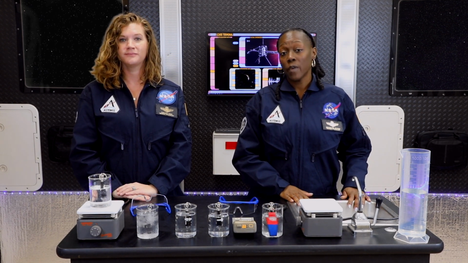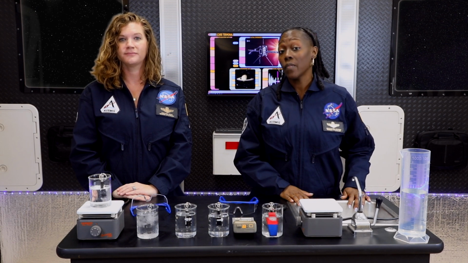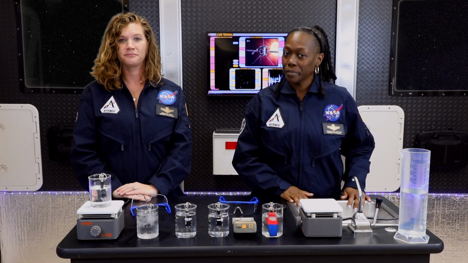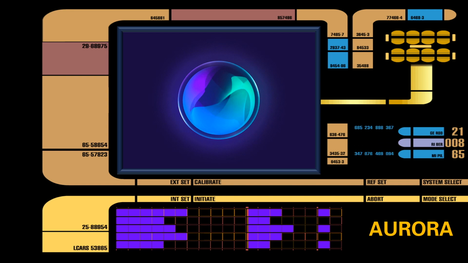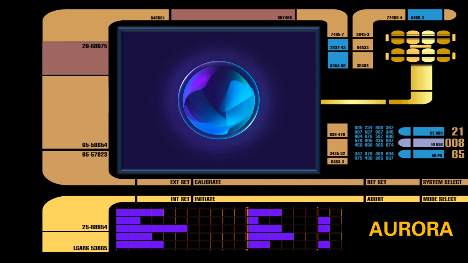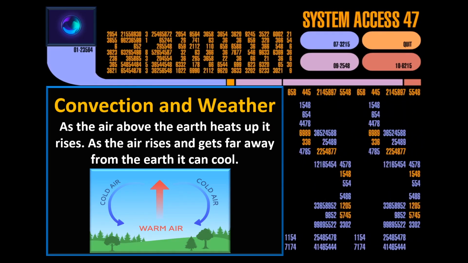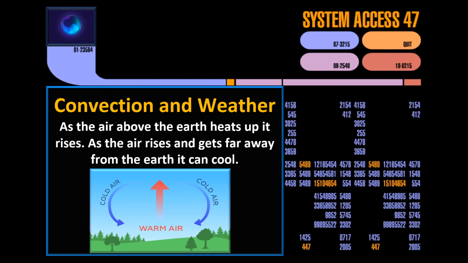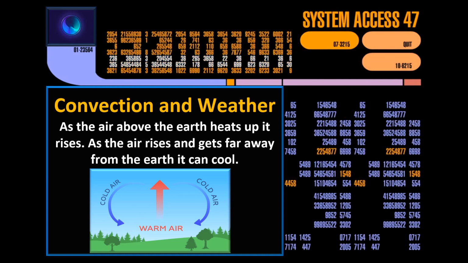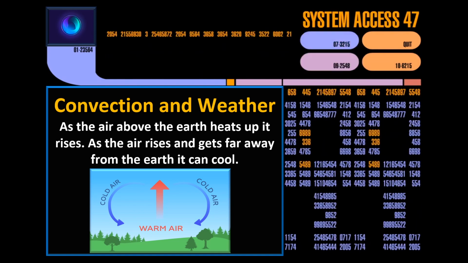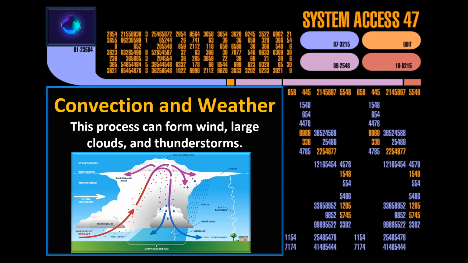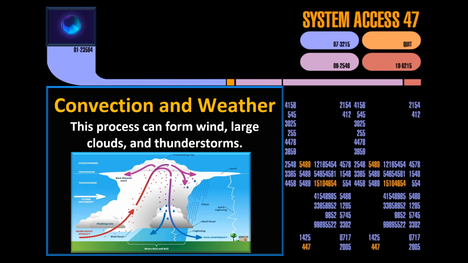Convection currents affect both weather and the ocean. Right, Aurora? Convection within the atmosphere can often be observed in our weather. For example, as the air above the Earth heats up, it rises. As the air rises and gets far away from the Earth, it can cool. This process can form wind, large clouds, and thunderstorms.